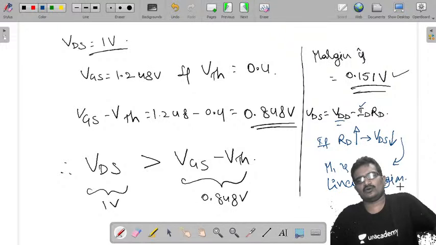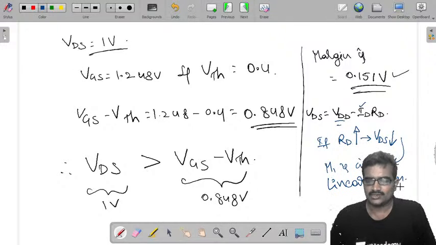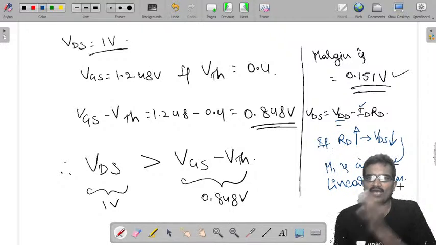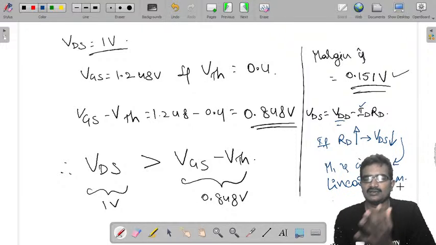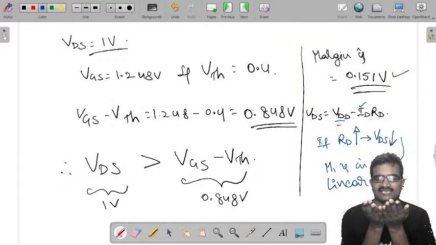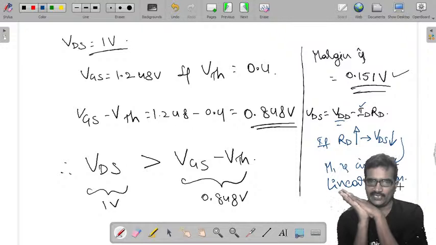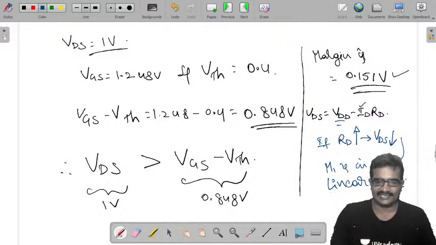But you may ask one thing. If you are increasing RD, gain is increasing, fine. But your device is no more in active region, no more in saturation region. It is coming out of the saturation and entering into the linear region. That is the problem. So while designing a FET amplifier, MOSFET amplifier, you need to compensate both gain and region of operation simultaneously. That is very, very important. Is it clear? Next.